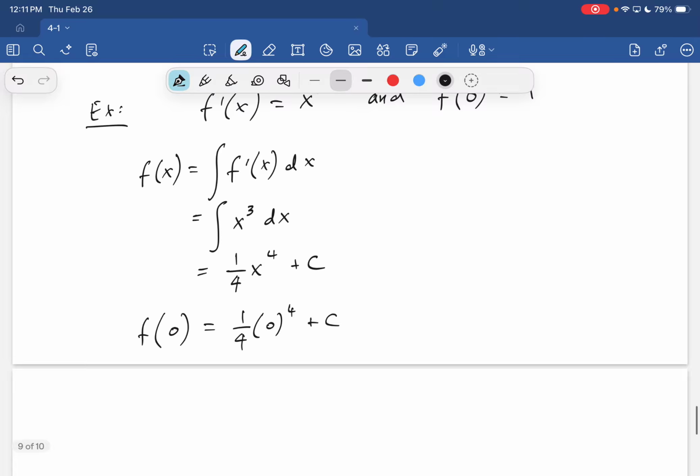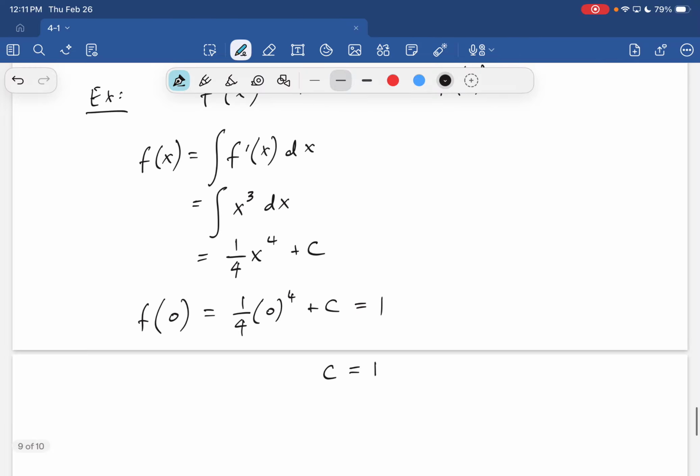And because f of 0 equals 1, that tells us that c must equal 1, right? And so once we found c based on this initial condition, that helps us to narrow down what the function actually is. And so that's our final answer.